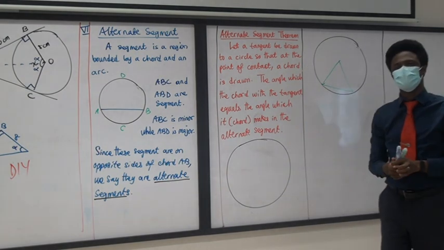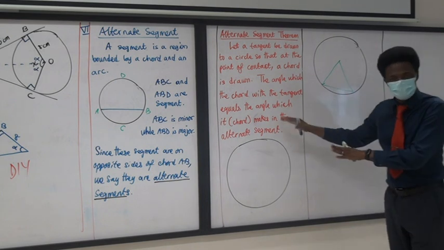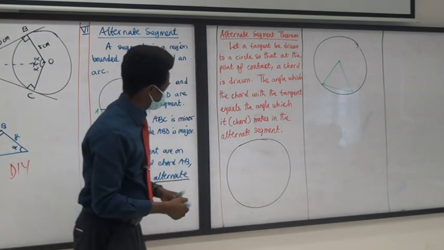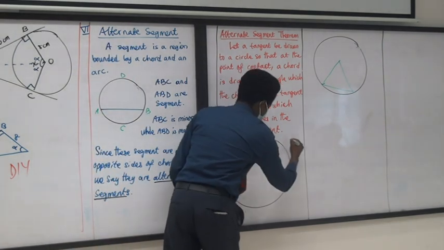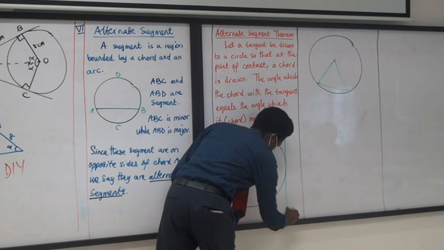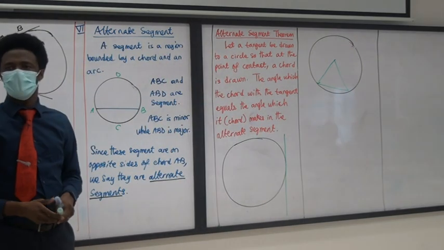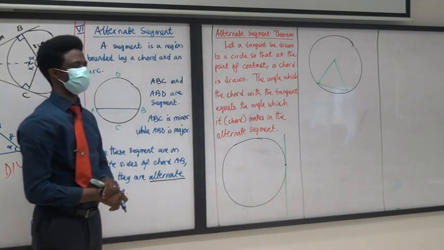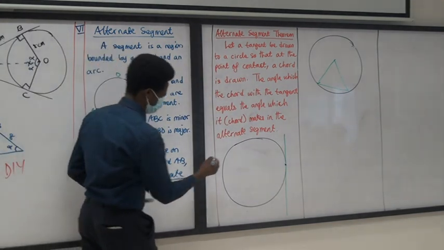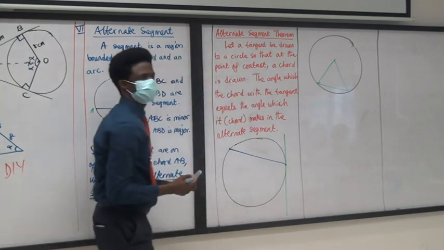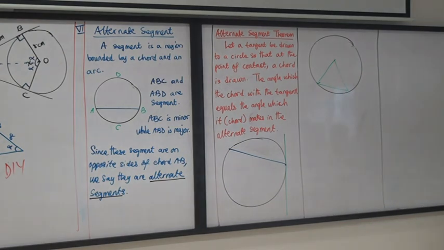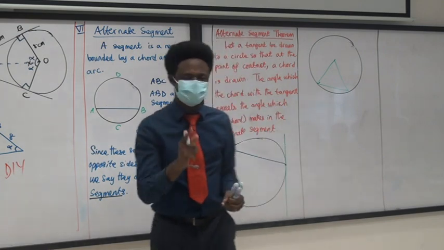The theorem says, as I'm saying the theorem, I'm going to be drawing the picture, so I need you to think along with me. The theorem says, if a tangent is drawn to a circle, let's draw a tangent to the circle. And at the point of contact, let's find the point of contact. A chord is drawn. Okay, let's draw a chord. Now, watch this. The theorem then says the angle which the chord makes with the tangent.